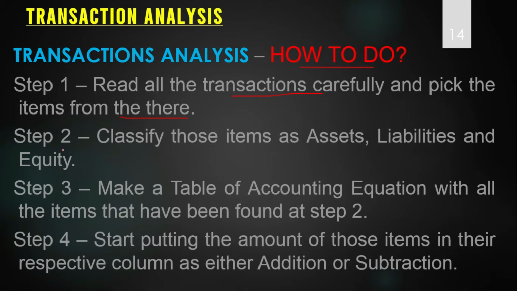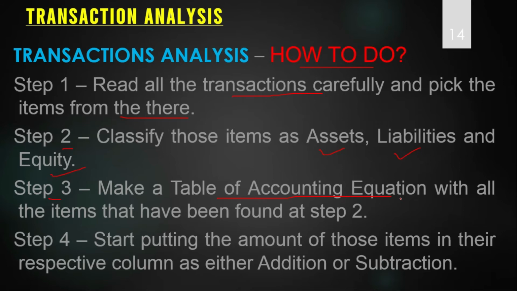Okay, then come to the next step, classify those items under any of the 3 heads. The items may belong to the assets, the liabilities, or equity. Some of the items that you have taken at step 1 may be assets. Some of the items that you have taken from the transactions may be liabilities, and some of them may be equity. So keep in your mind that this item belongs to assets, this belongs to liability, and this belongs to equity. Now come to the third step, make a table of the accounting equation.